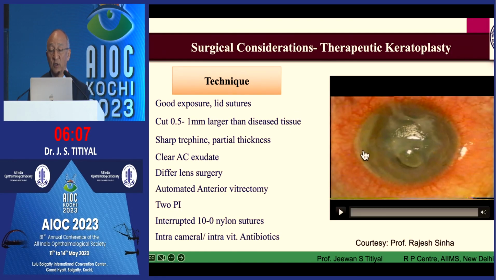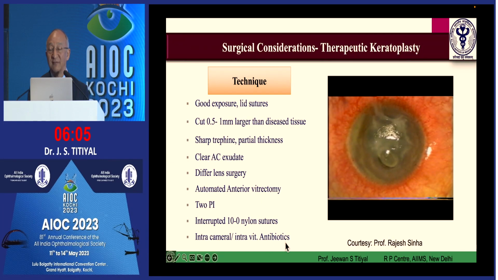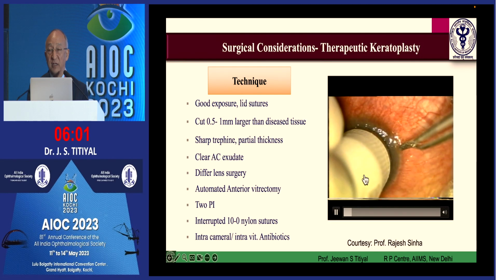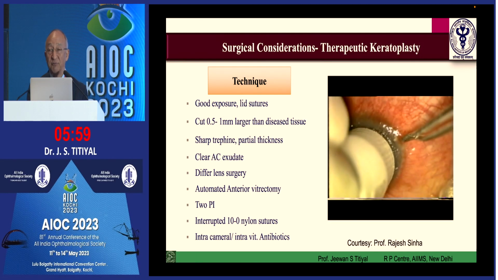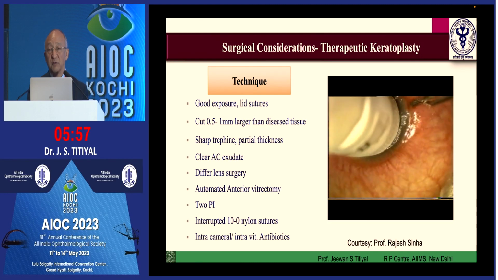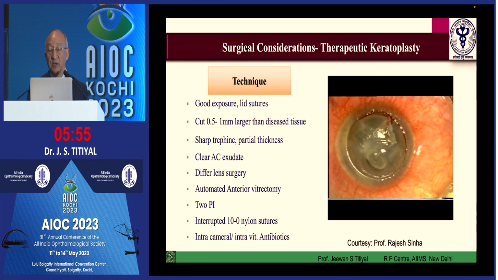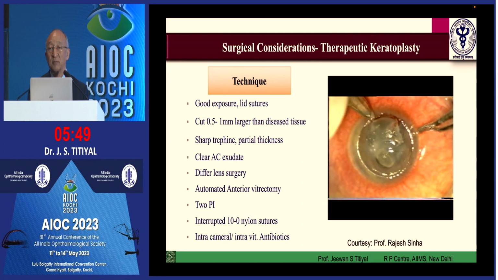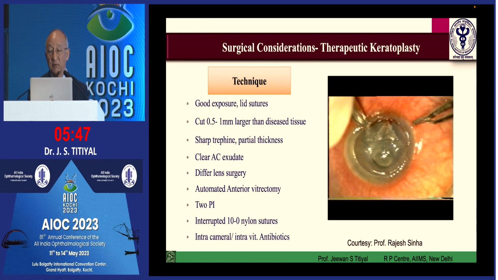So this is a video I have got from Dr. Rajesh Sinha. This is a perforated corneal ulcer patient. You have to make a trephination very effectively because these are soft, perforated eyes. So you need a sharp trephination. Make sure you have a peripheral groove. Involve the entire area of infection and go beyond that. At least 1 millimeter beyond the infected area has to be taken care of.